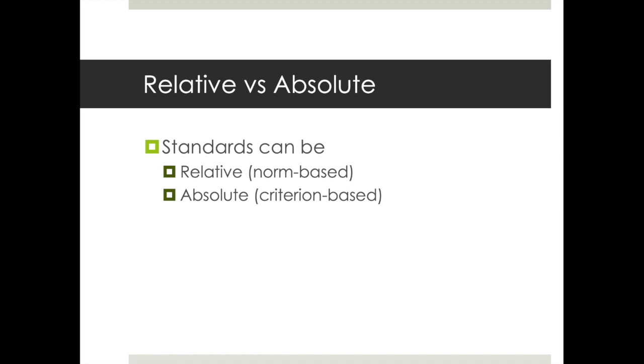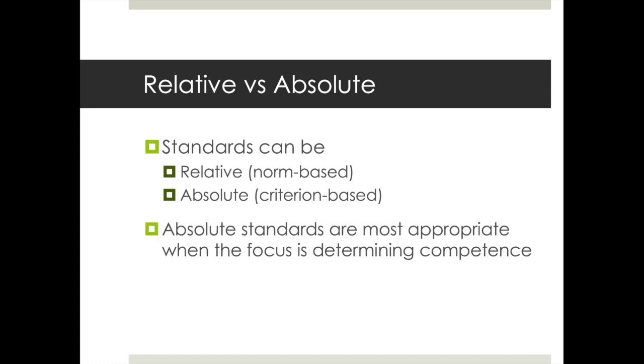Now, standards can be relative, norm-based, or absolute, criterion-based. An example of relative would be, say you just decide the bottom 2.5% or 5%, or less than 2 standard deviations, automatically fail, versus an absolute is a fixed number, such that if students are stronger one year, less fail, if students are weaker, more fail. And I think it's pretty obvious as soon as I say it that absolute standards are most appropriate when the focus is determining competence, which is most of what we do in medical education.